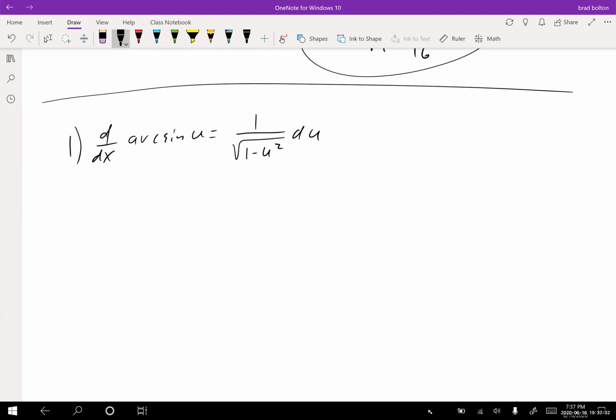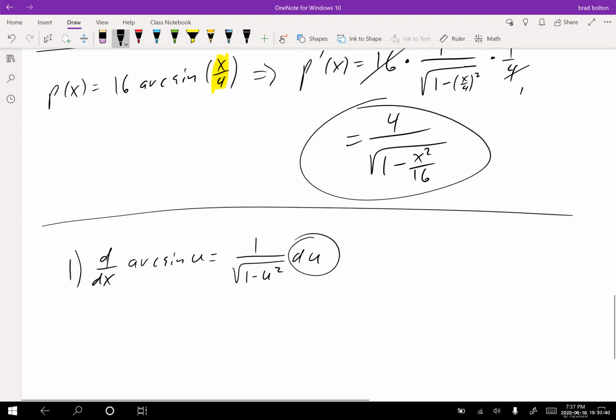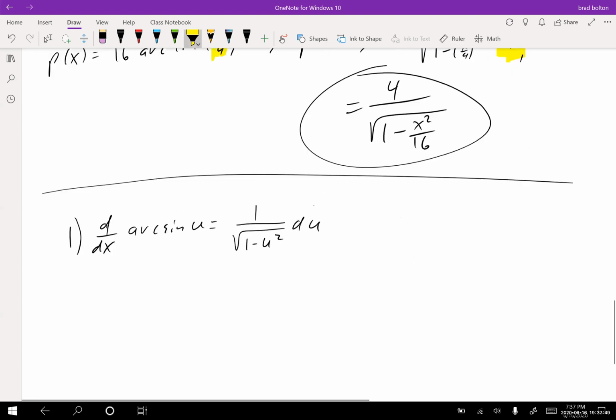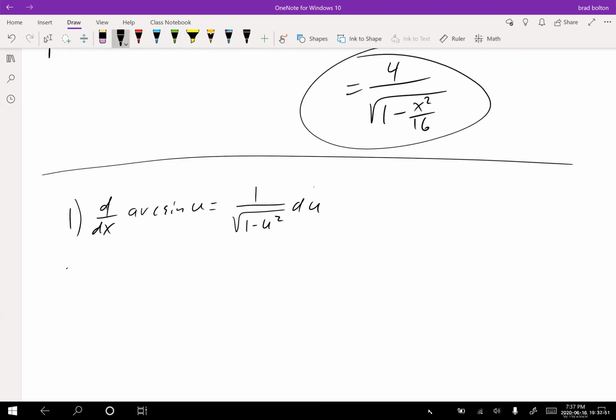And again, this is basically the chain rule. So if there's ever anything other than plain old x inside there, this is how you can do it. So this is the du that I'm accounting for. You see right here, this is the du that I'm accounting for. Okay, that's what this guy is right here. He's accounting for if it's ever anything other than plain old x.